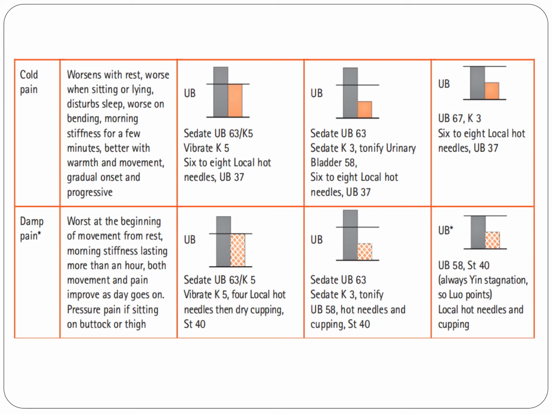Next tower diagram, we have excess bladder yin with yang deficiency. We sedate bladder 63, sedate kidney 3, tonify urinary bladder 58, six to eight local hot needles, bladder 37. And then we have deficient yang of the bladder. So bladder yang deficiency. We use bladder 67, kidney 3, six to eight local hot needles, bladder 37.